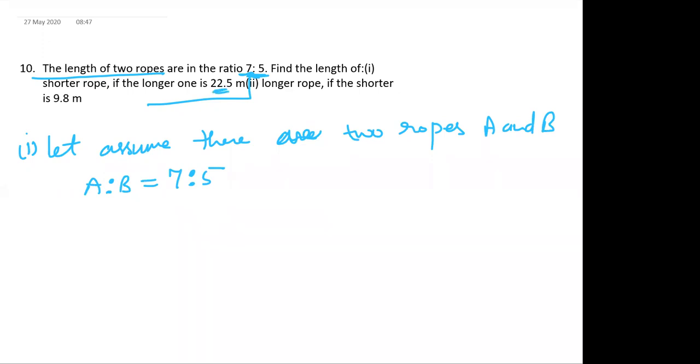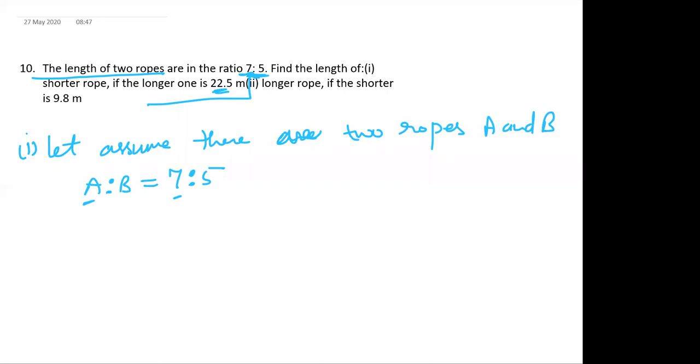So beta, is rope A longer or is B longer? Which is shorter and which is longer? Tell me fast. How are you going to identify? The greater the ratio, the greater the value. So A has the greater ratio.